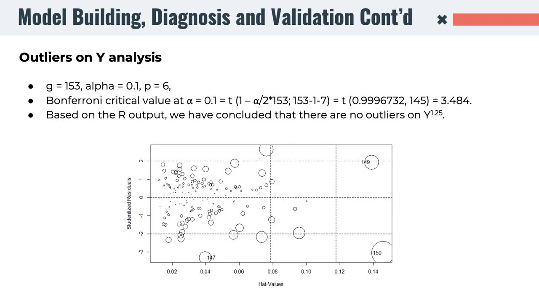Now we check for outliers on Y. So we compute the Bonferroni critical value, and we got around 3.5. And we calculated the studentized residuals, and we can see that all studentized residuals are less than 3.5. So we can conclude we don't have outliers on Y.